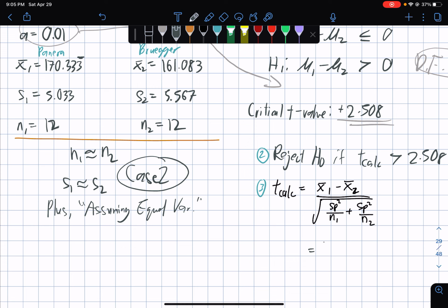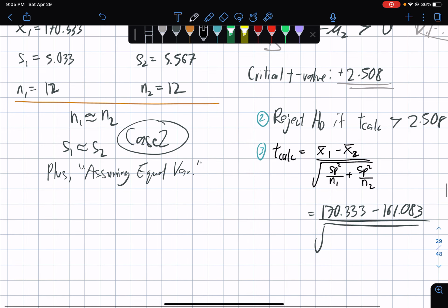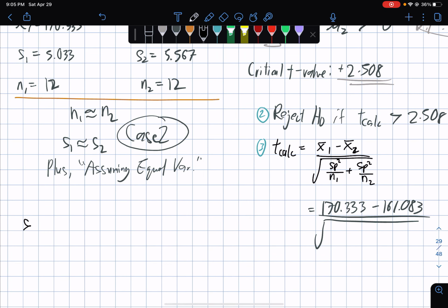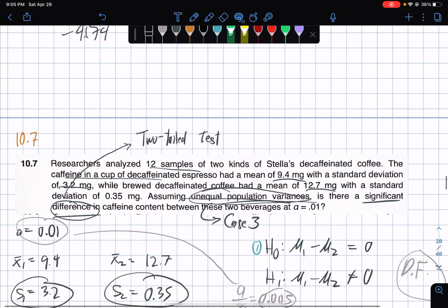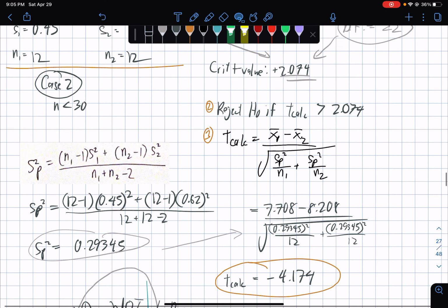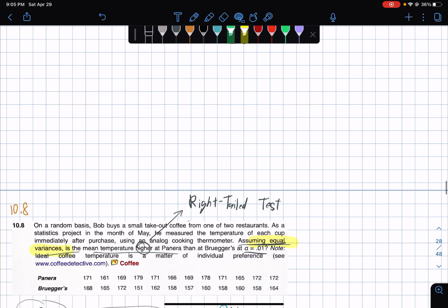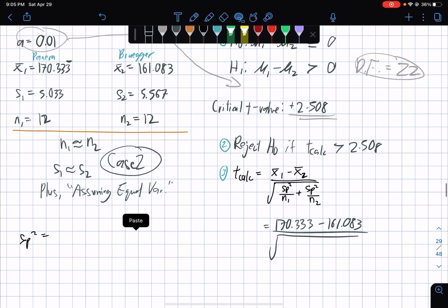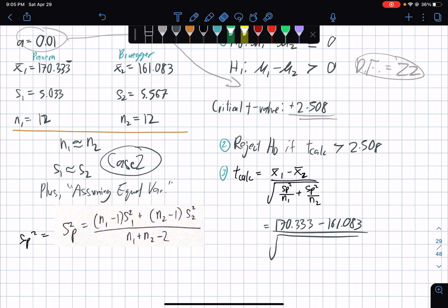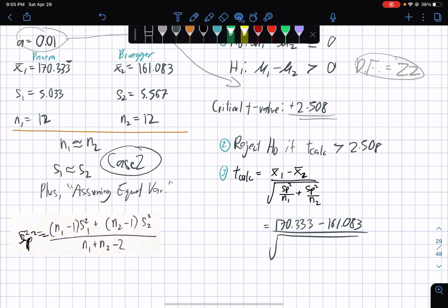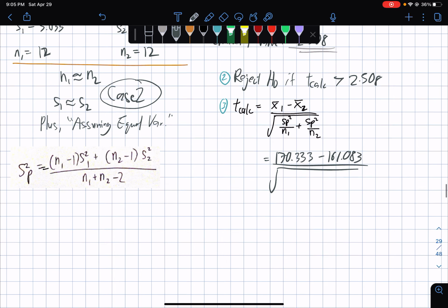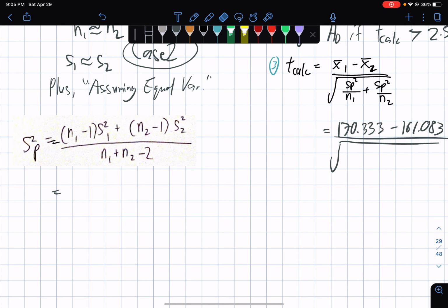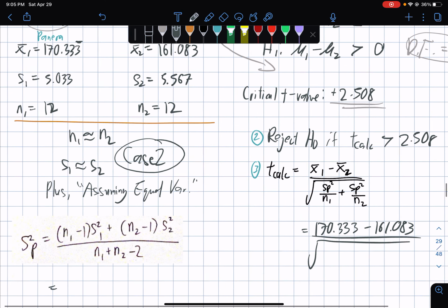Anyways, 170.333 minus 161.083 divided by what's our SP? I always forget that we're supposed to calculate for SP raised to 2. So formula, where is the formula? I wonder. This is the formula. Again, go back to the previous video if you wanna see first the basic stuff. Because right now, I'm not gonna explain the easy stuff anymore, the stuff that I mentioned in the previous video.